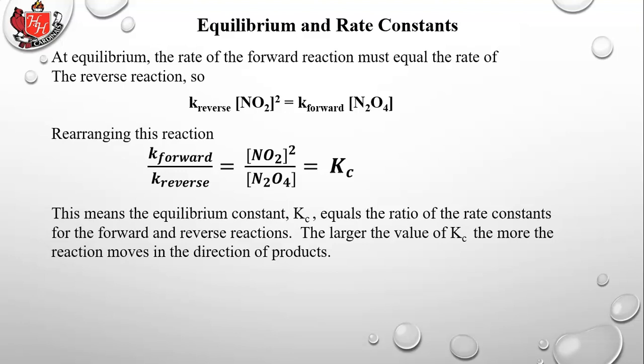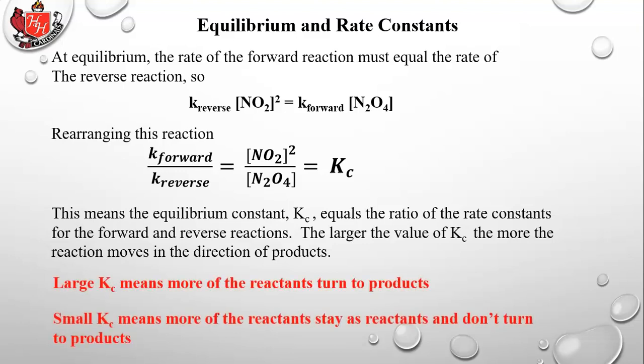The larger the value of Kc, the more the reaction moves in the direction of products, so from left to right. Large Kc means more of the reactants turn to products. Small Kc means more of the reactants stay as reactants and don't turn to products. Or if you started off with a large concentration of products and very little reactants, the reaction will move in the reverse direction to create more reactants from the products.